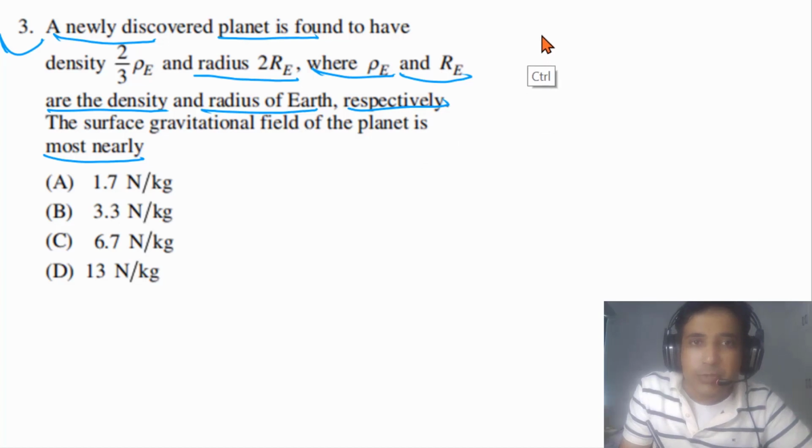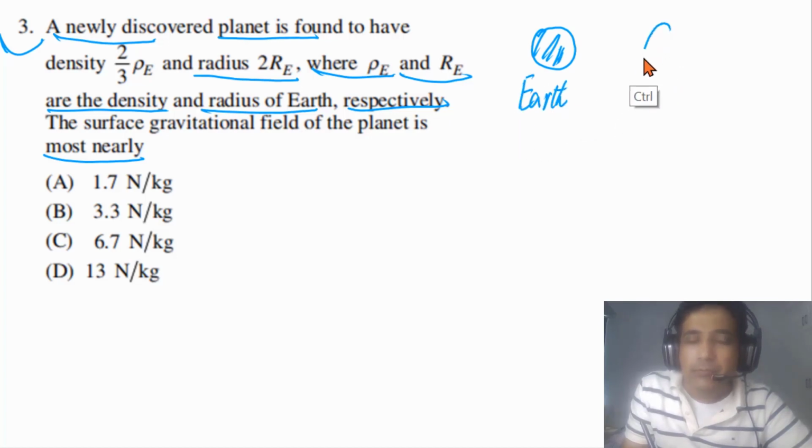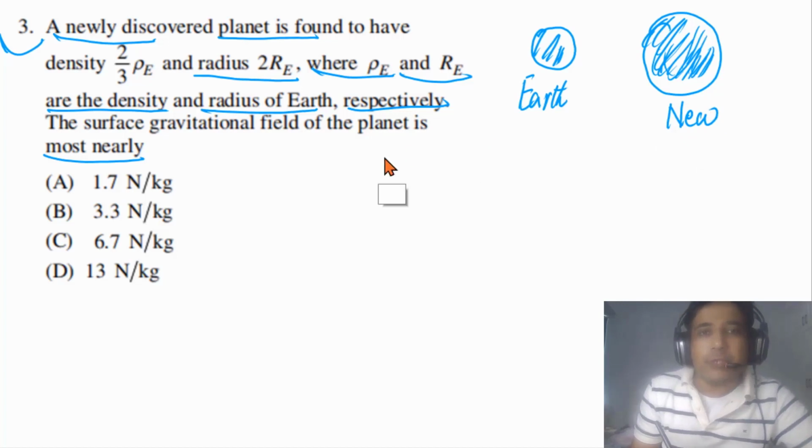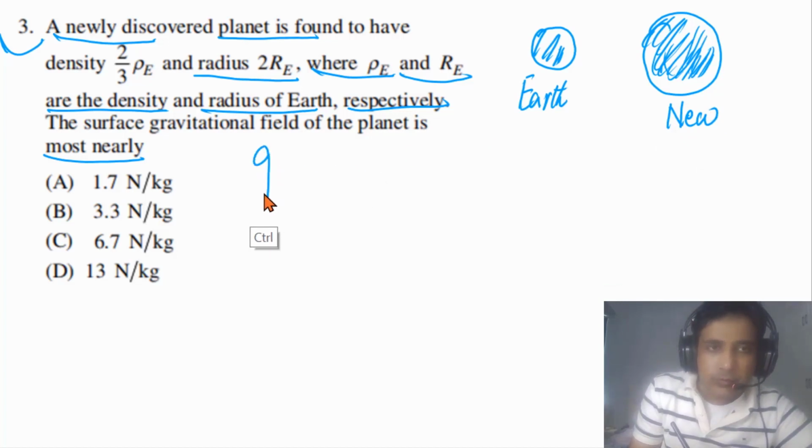So in this case we have two planets. Simply you can imagine that this is our beautiful planet, this is Earth, and we have another planet, which we can call the new planet. We need to find the value of g. So first of all, we can write down g.